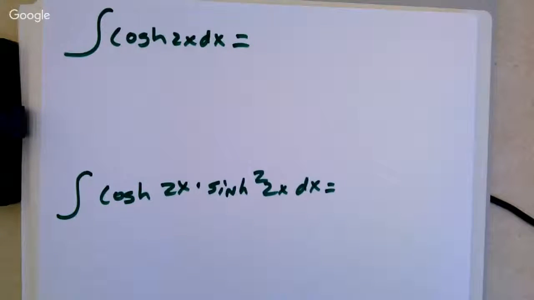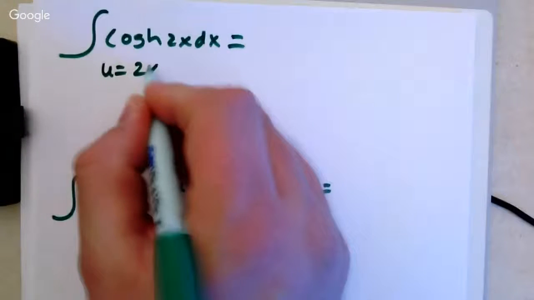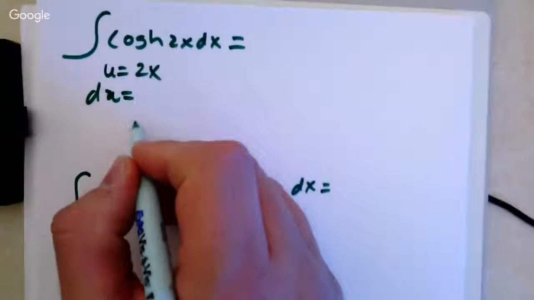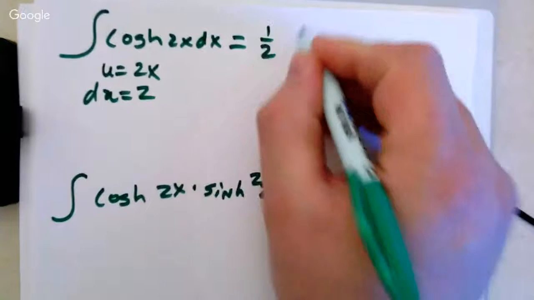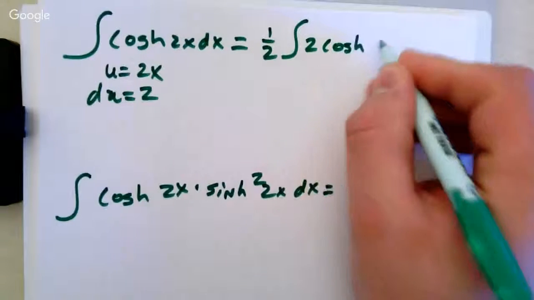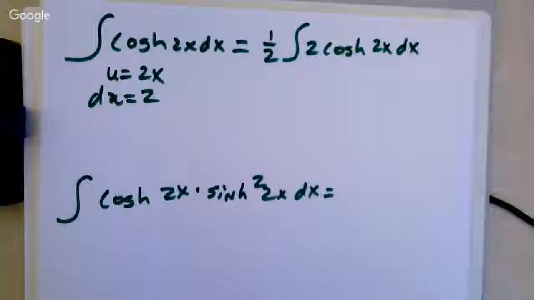Let's take a look at the first one first, then I'll give you some more time to work on the second one. The only trick to that one is you have to deal with the 2. If we set u equal to 2x, then du has to be 2. So we need a 2 where? Do we need the 2 inside the integral or outside the integral? Inside. So how do we get the 2 inside? Multiply by 1/2 outside. So 1/2 integral 2 cosine hyperbolic of 2x dx.